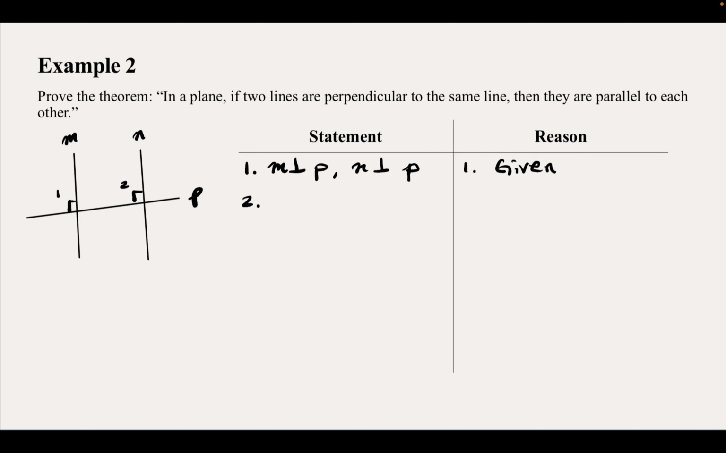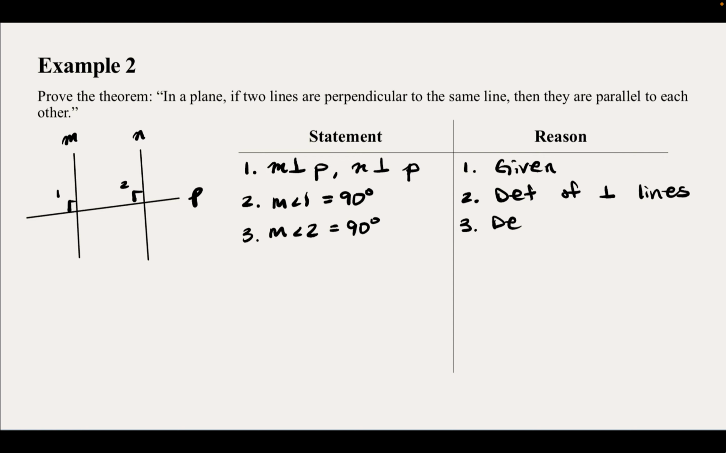M is perpendicular to P. What does that tell me? That tells me that the measure of angle 1 is 90 degrees. That is the definition of perpendicular lines. Now use your next given. I know that N is also perpendicular to P. What does that tell me? That tells me that the measure of angle 2 is also 90 degrees. For the same reason, definition of perpendicular lines.